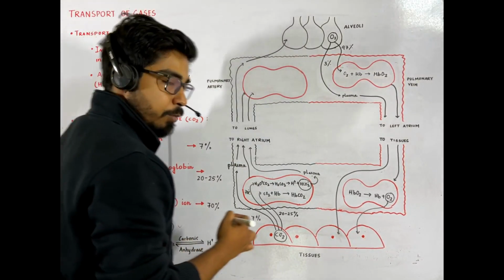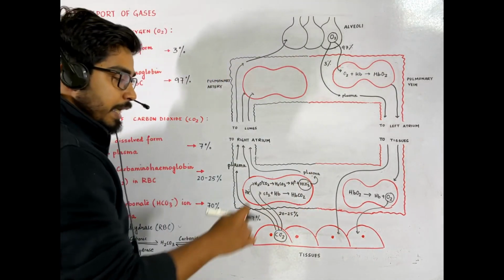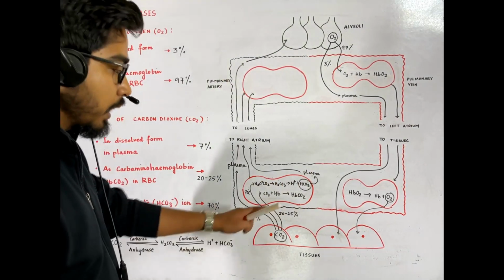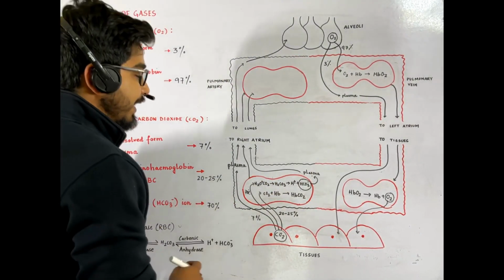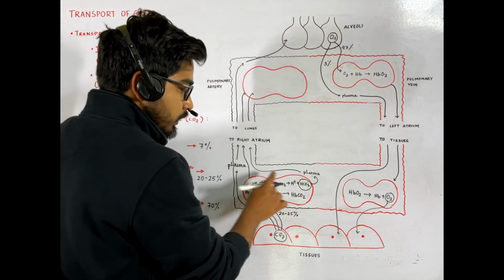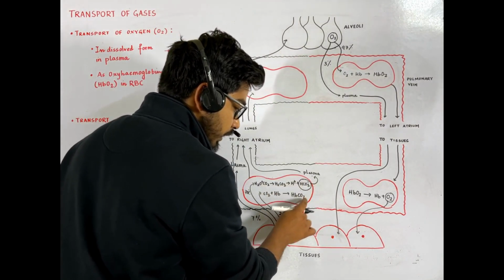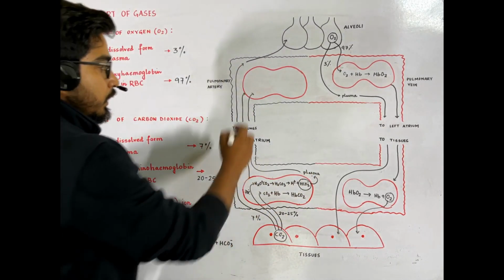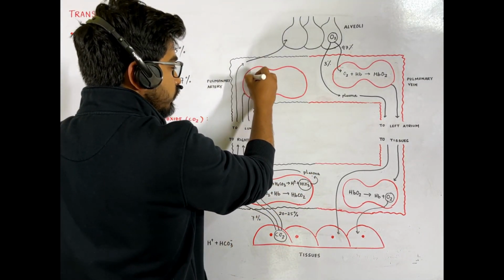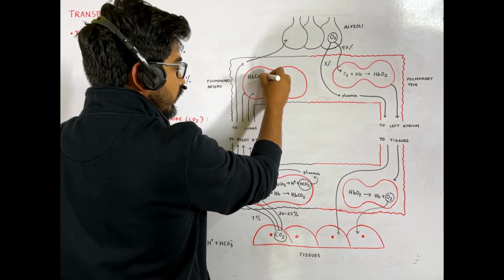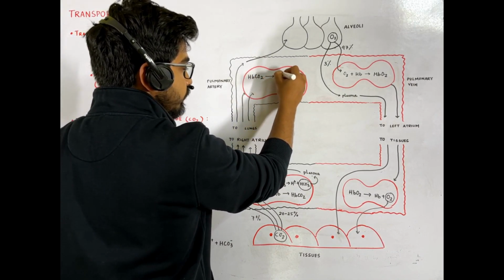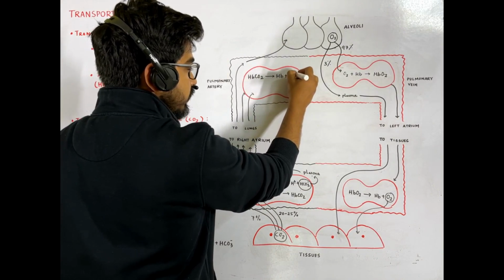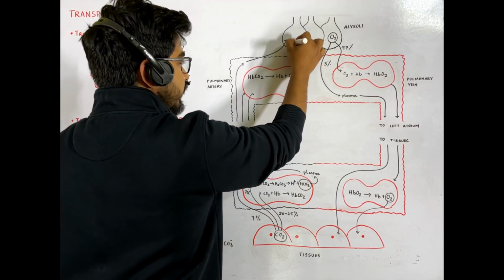Now, the problem comes with the bicarbonate ion and the carbamino form. Let's talk about the carbamino form, carbaminohemoglobin. HbCO2 will dissociate to form Hb plus CO2 and the CO2 will be released.